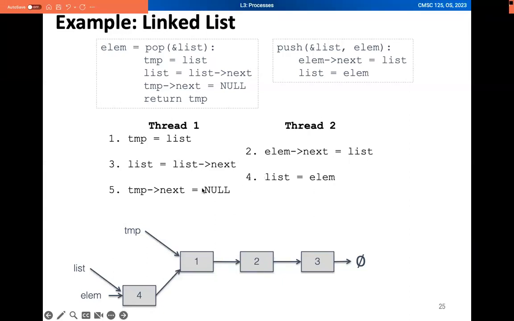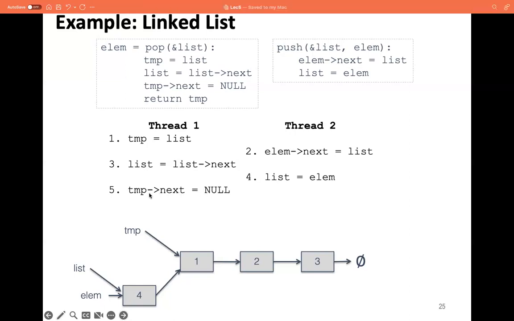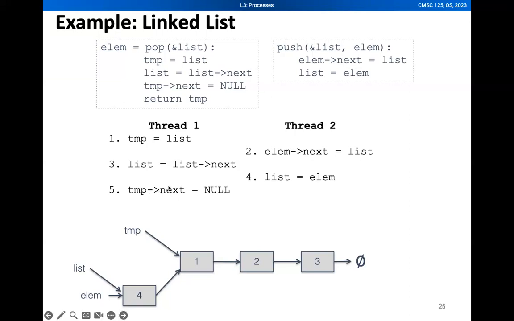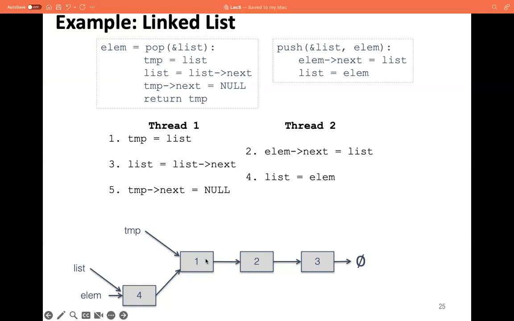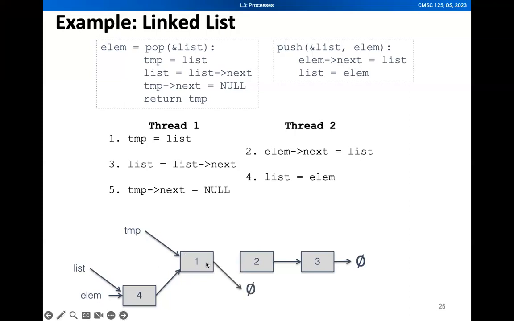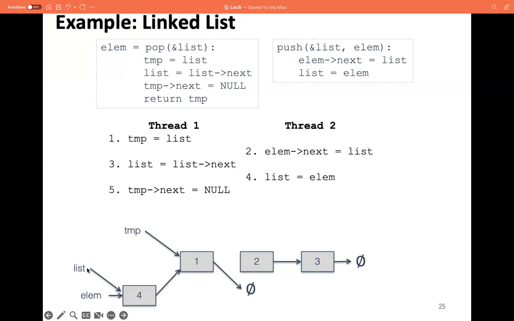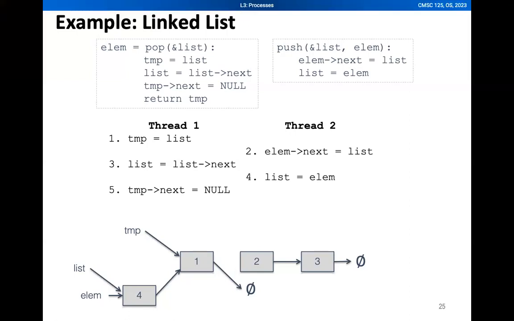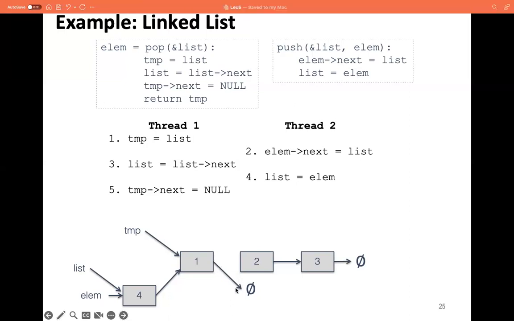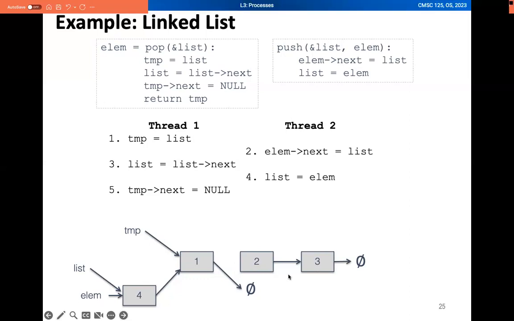And then back to thread 1. Now we set the next pointer of the TMP to null. So essentially, this TMP will be pointing to null. Alright, so now it's been removed from the list. Now what happens is, supposedly, since it's a push, it should be 4, 1, 2, 3. But in this case, it became null here. Okay? So the result of the code is erroneous.